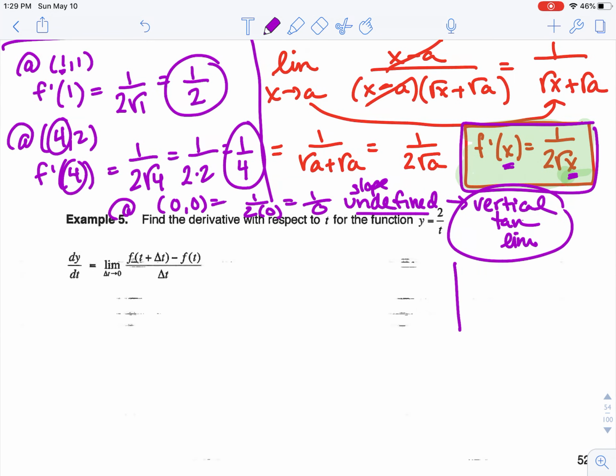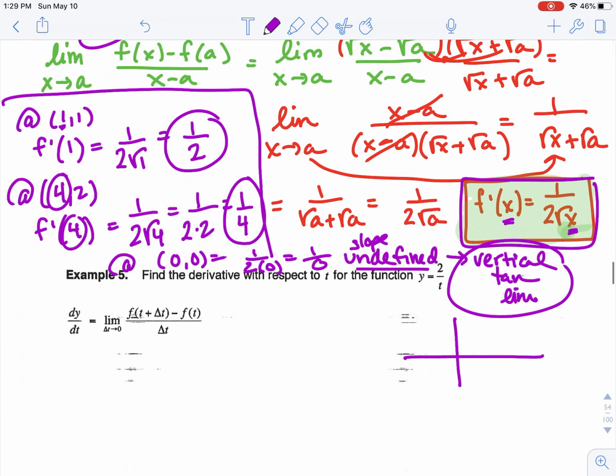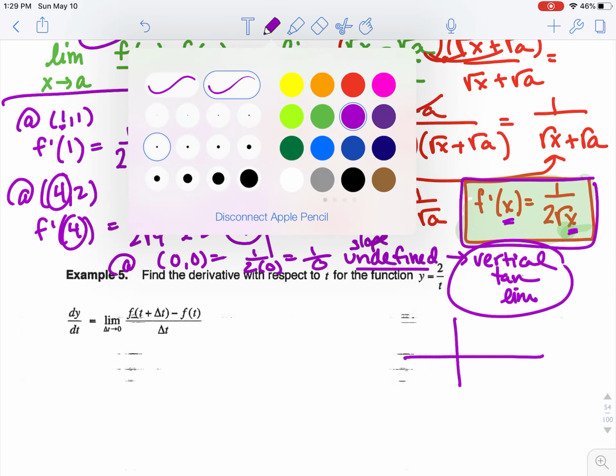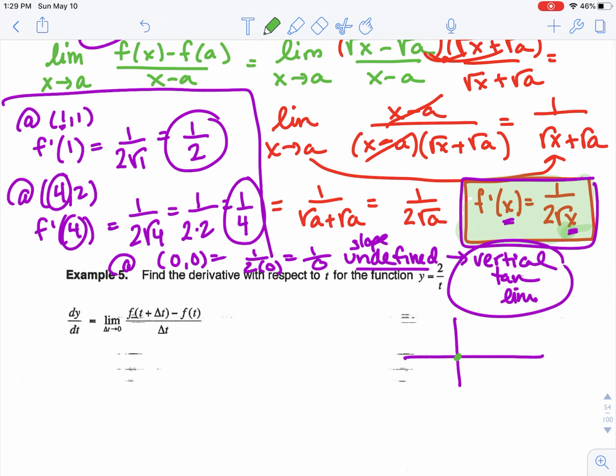I'm going to use some space down here to draw the graph of this. We were talking about the equation of radical x, right? So that equation starts at 0, 0, and goes like this, right? That's that graph. And so at the point 1, 1, it said that we had a slope of 1/2. That makes sense. At the point 4, 2, our slope was 1/4 because it was flatter. So that makes sense, right? It was 1/2, then 1/4. Well, what about at 0, 0?